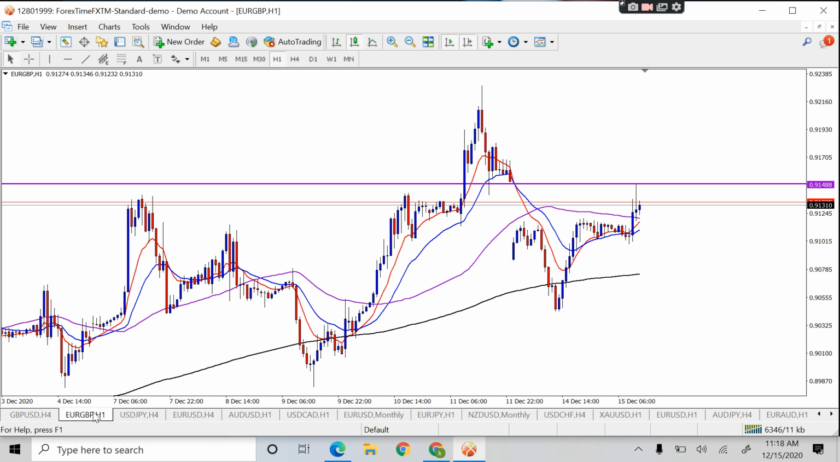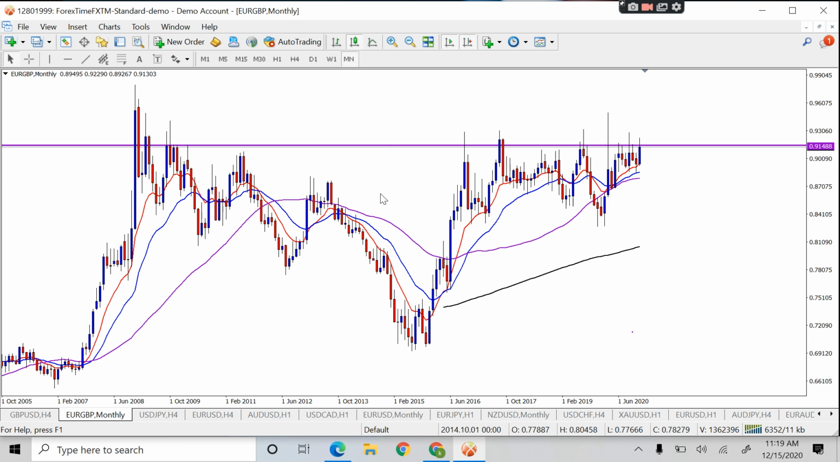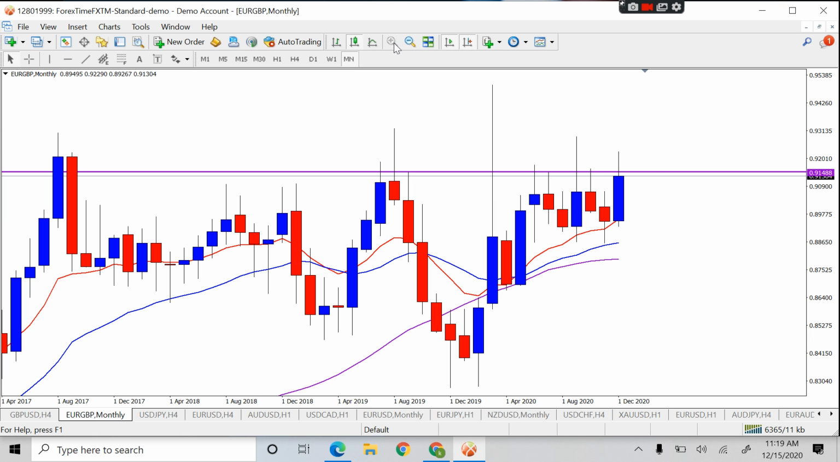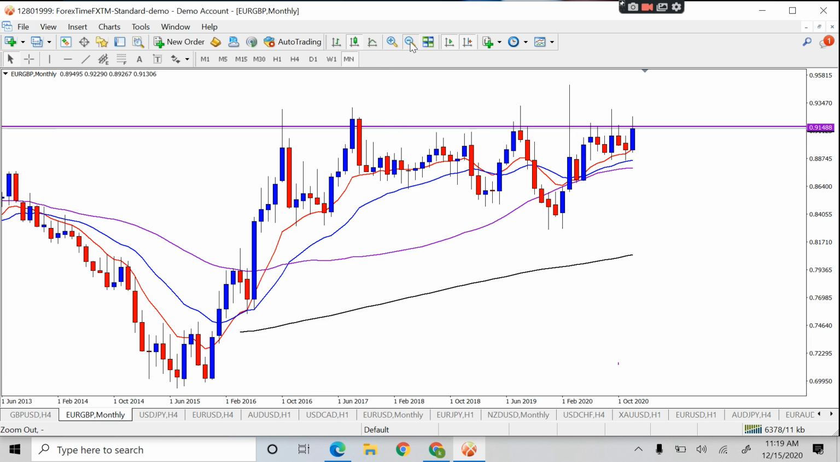Okay, Euro GBP. On the monthly, I can see that the pair wants to buy. A bullish engulfing is forming there. If I magnify, you can see a bullish engulfing form on the monthly, but you can see the number of upper shadows that you have at that region. That tells me that this region is a strong resistance point.